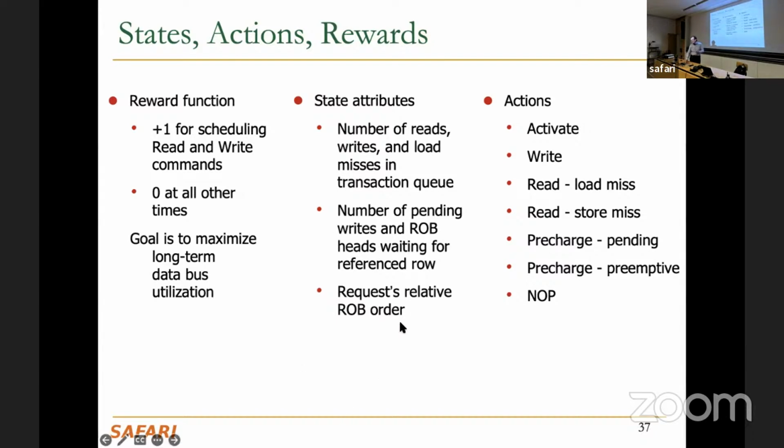And also, as you can see, request relative order in the reorder buffer. Like where is it in the instruction stream? This happened to come to the top, well, top 8 at least, state attributes according to our feature selection. Does that make sense? So there could be better ways of doing feature selection, but this is what we did.